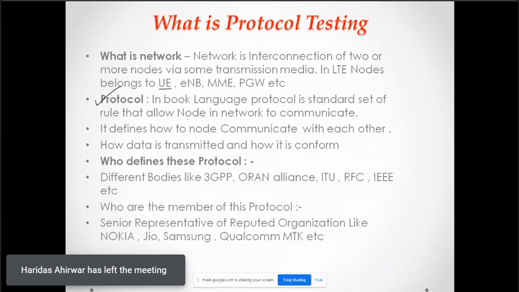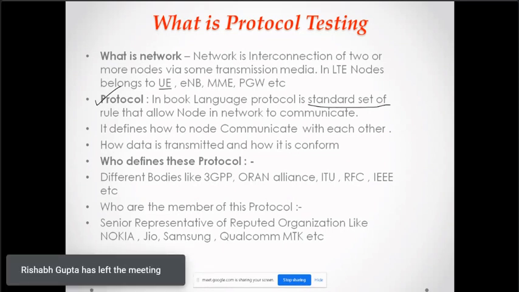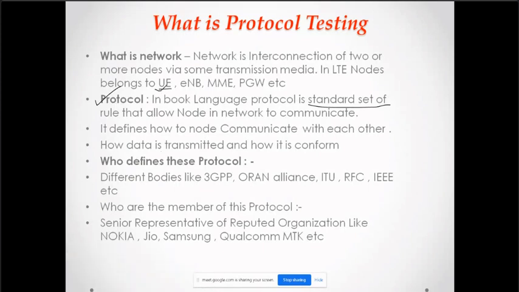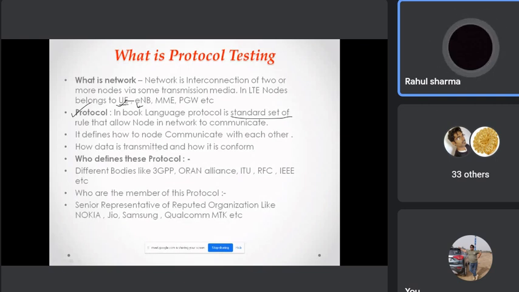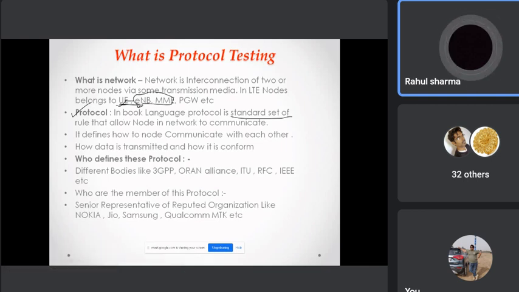So protocol, if we talk in book language, is basically a standard set of rules that allow nodes in a network to communicate with each other. Suppose we have two nodes, one is our UE and the second one is the eNode B. We need some channel or some language or some set of rules, with the help of which we can communicate with each other. That is basically protocol. We define these protocols, and with their help we can communicate either UE to eNode B and then further communication from eNode B to MME.